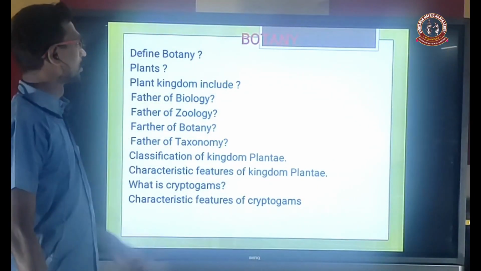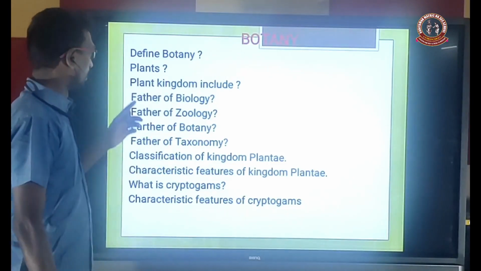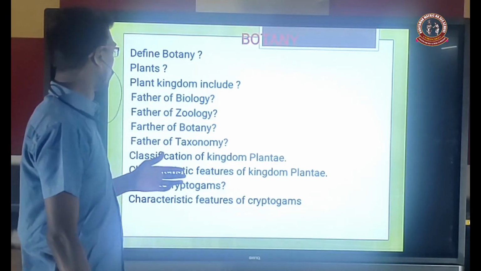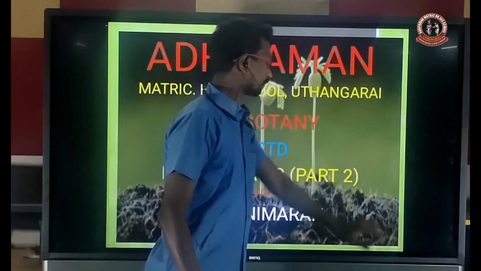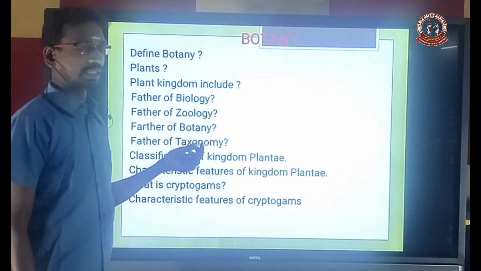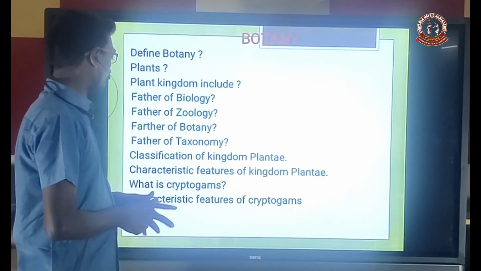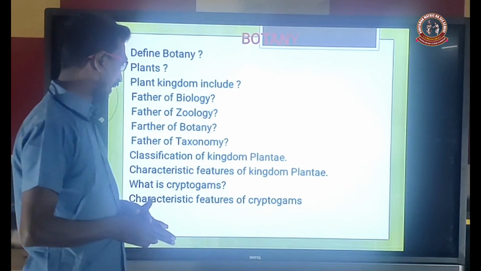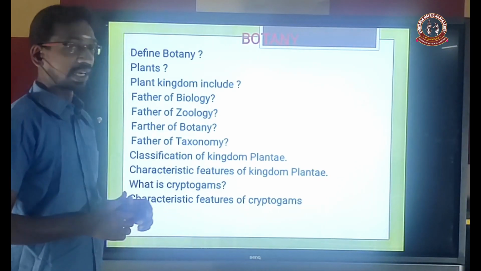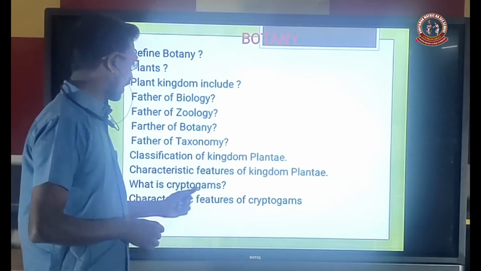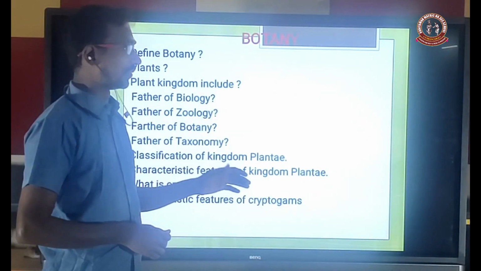So yesterday we discussed the definition of botany, what a plant is, and what the plant kingdom includes. We covered the father of biology, the father of zoology, the father of botany, and the father of taxonomy, and the classification of the kingdom Plantae, its characteristic features, and what cryptogams are with their characteristic features. These are things we have already seen in the previous videos.